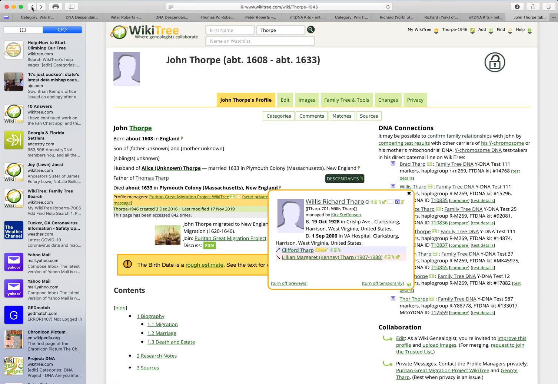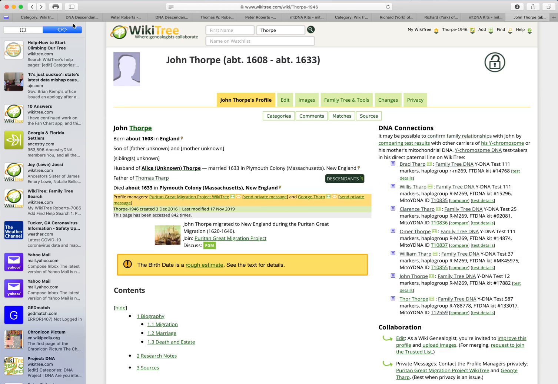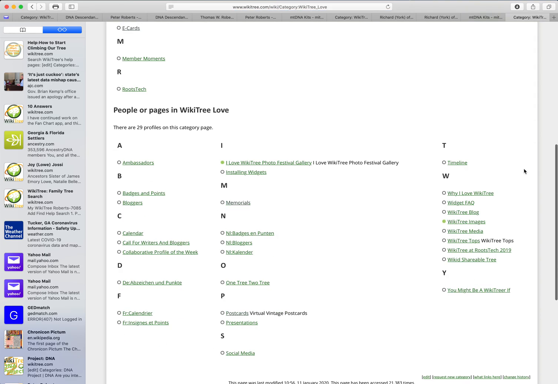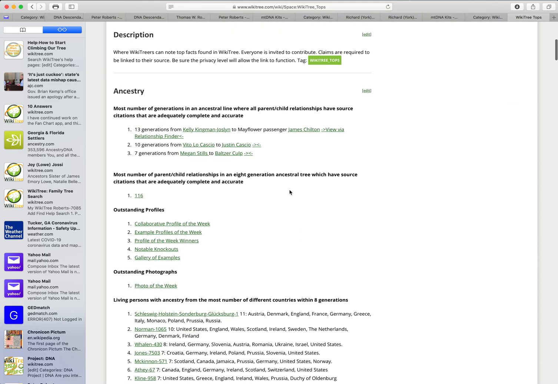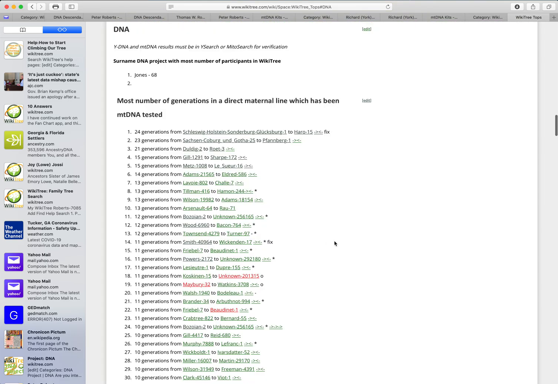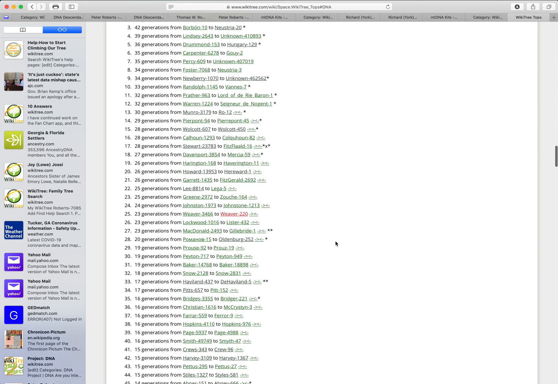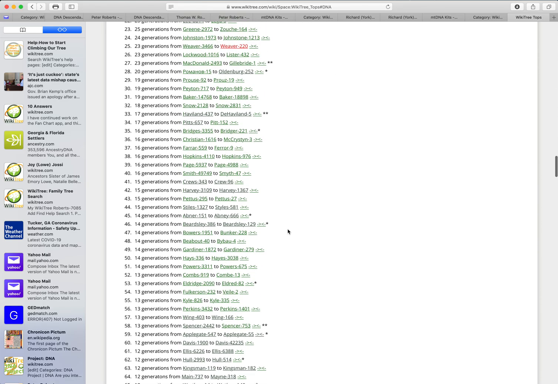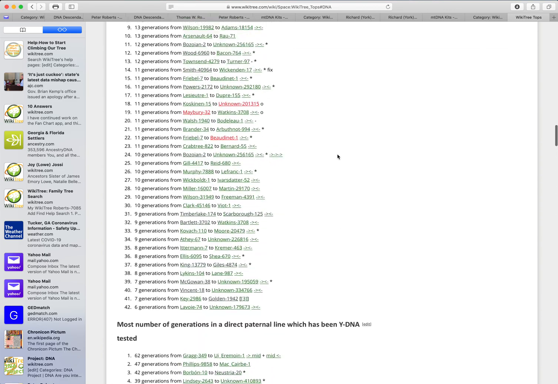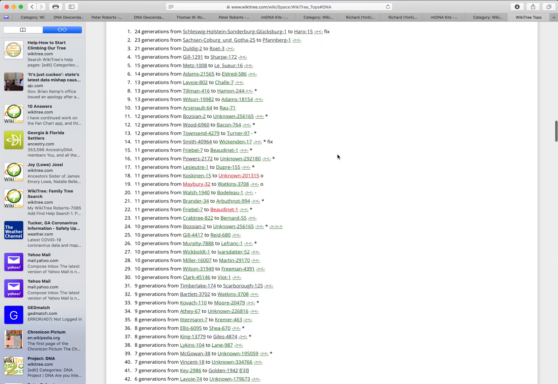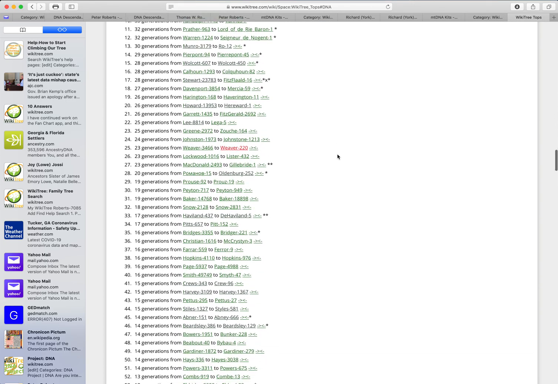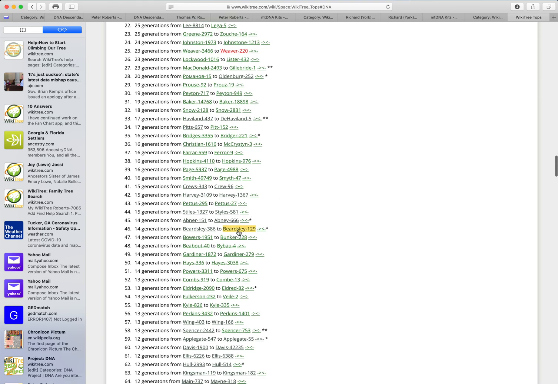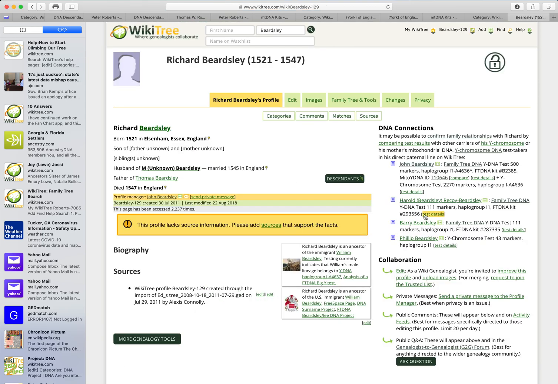You can also do a comparison for the mitochondrial DNA. We're going to go back to WikiTree Love, and then WikiTree Tops, and then look at DNA and do a mitochondrial comparison. Well, actually the mitochondrial comparison is up here. Actually, the way I want to find this is I am looking for this. I know that Beardsley has done a mitochondrial test.